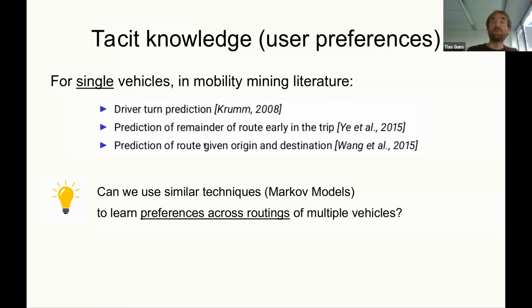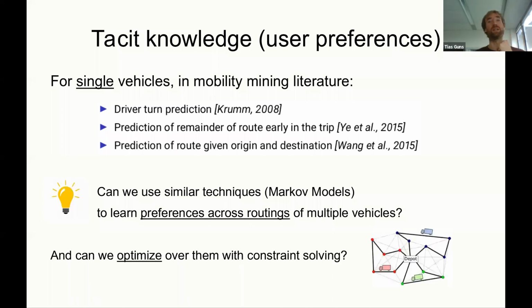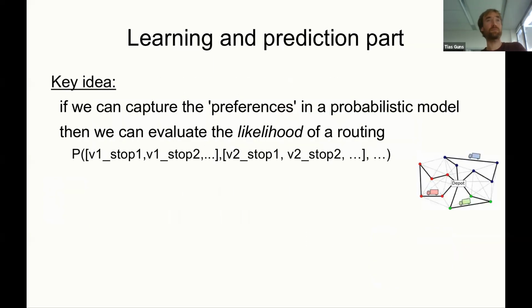And most of these papers, what they use is they use Markov models, right? And so the question that we ask is, can we also use Markov models not to learn the preferences of an individual vehicle, but can we learn a Markov model to learn preferences across all of the vehicles in the vehicle routing problem, and then to solve the VRP on top of these preferences, right? And that's what this is about. And so can we optimize over them with constraint solving?